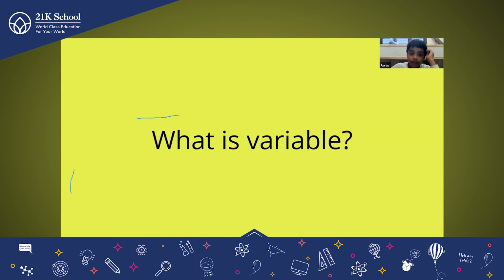Yes, ma'am. Can I say the meaning of variable? Yes, tell me. Variable means something that keeps changing. Very good, Arav. That's right. So variable is nothing but something that changes. We all have heard a word called vary, right? Vary means it keeps on varying. So variable is changing. It is not fixed. It is not constant.